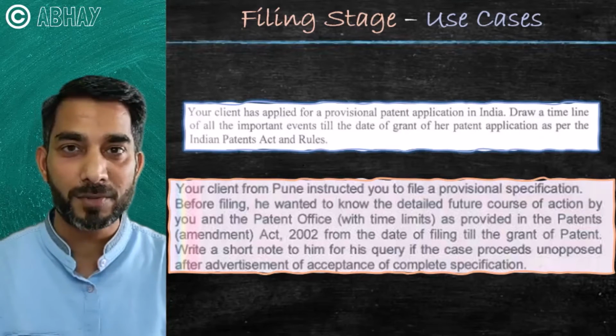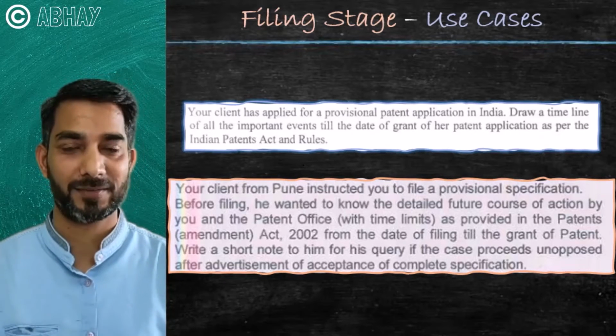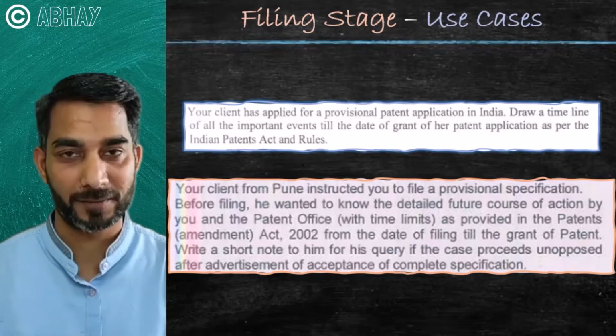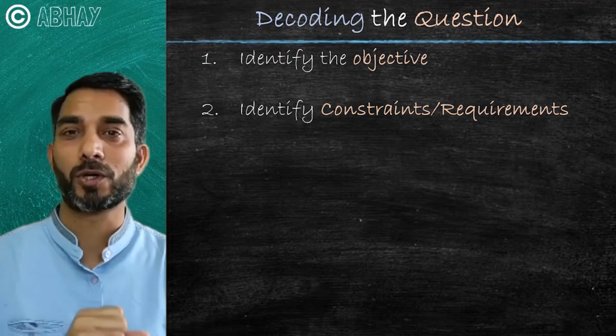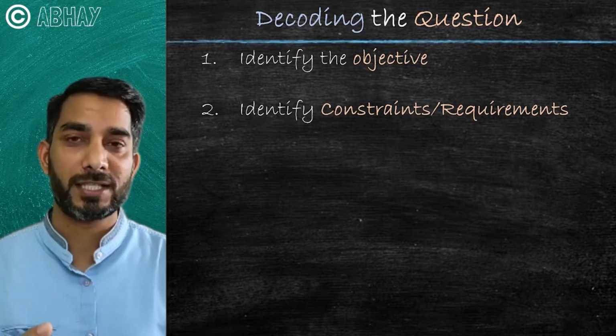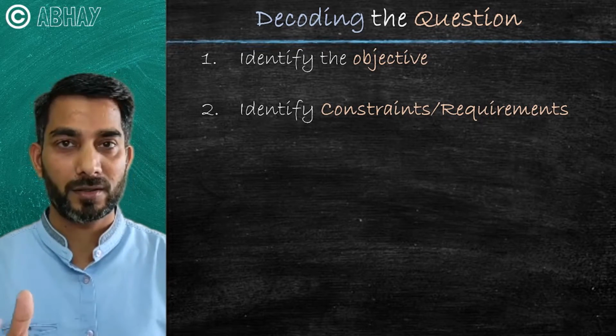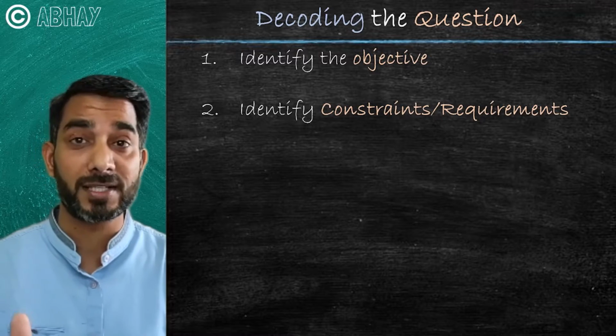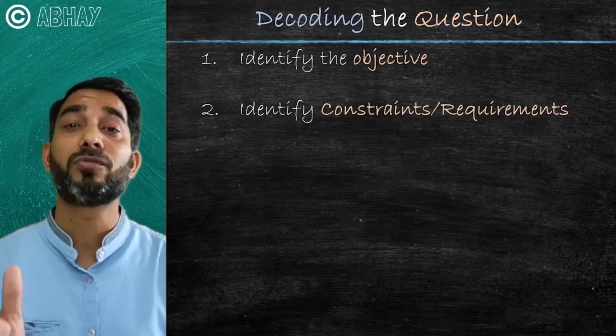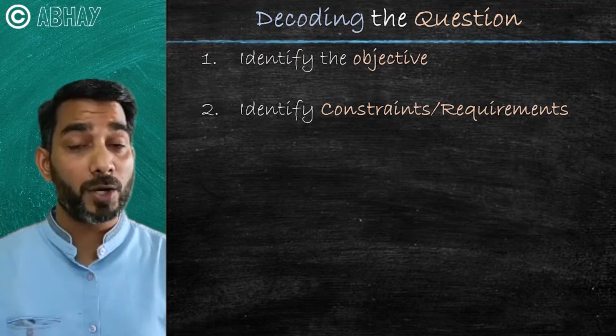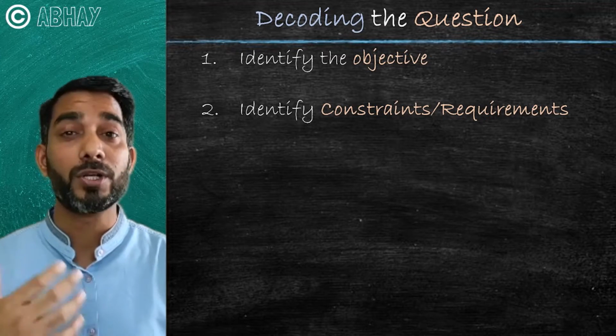Now the question comes, how do we attempt the questions? So here it is. How do we decode the question? In all such cases, the first thing that you need to do is understand the objective. In all these pre-filing or filing stage questions, the objective is always to file an application. Now, where do you need to file an application? How do you need to file an application?